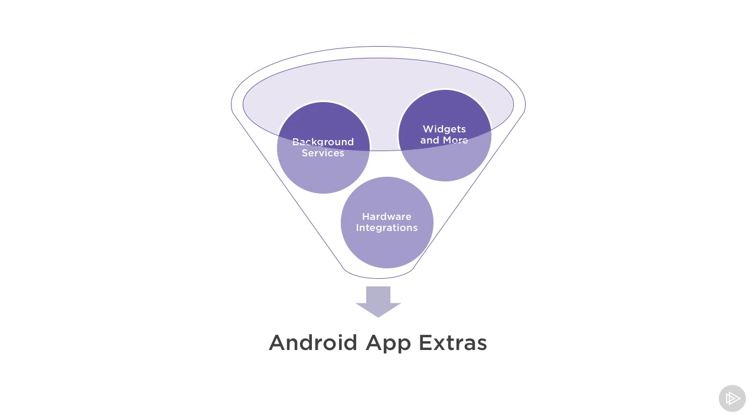Background services are different ways that our app can still process data in the background. These services can include syncing data in the background, handling notifications, maintaining a connection to the camera or microphone, or communicating through other applications. The last piece of these extras are Android widgets and more.